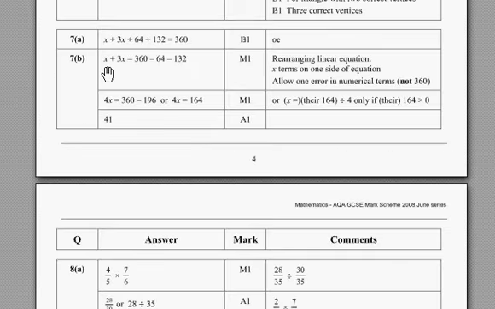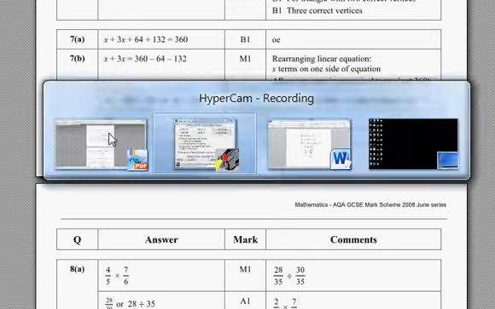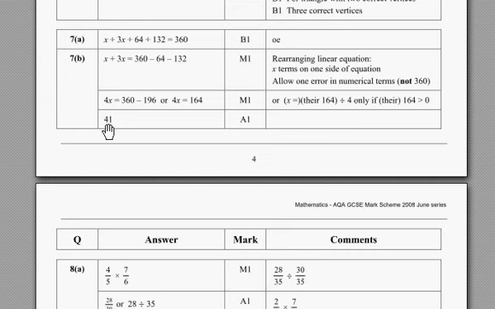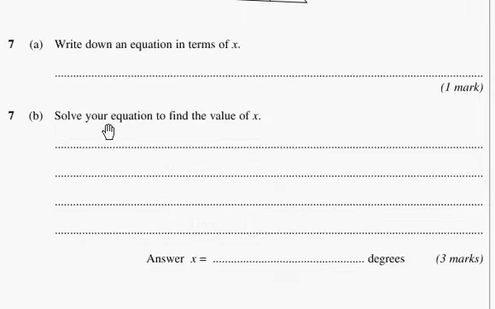Let's check to see if this is the answer in the mark scheme. They did what we did. Okay, yep, they got the x's together and the numbers together. Yes, that's what we did, and the final answer is 41. So if you got the answer 41, then you get 3 marks.